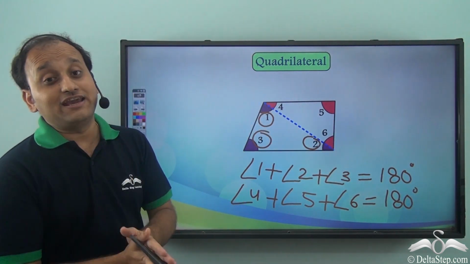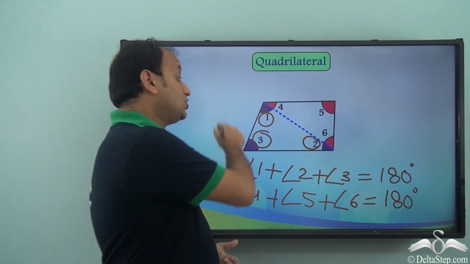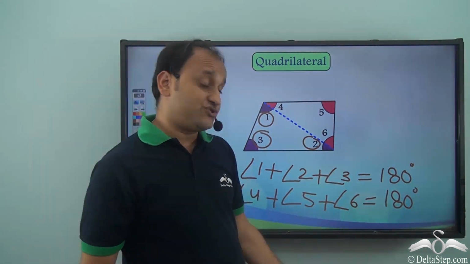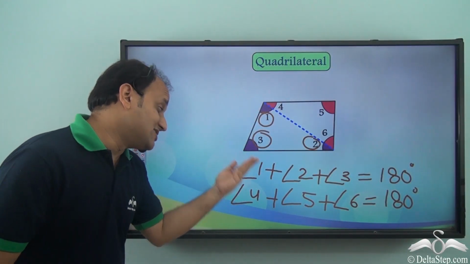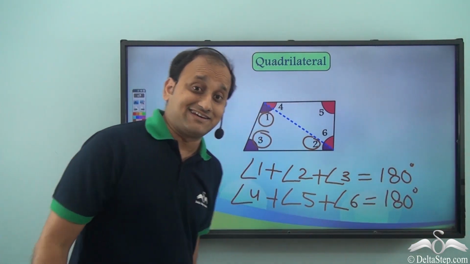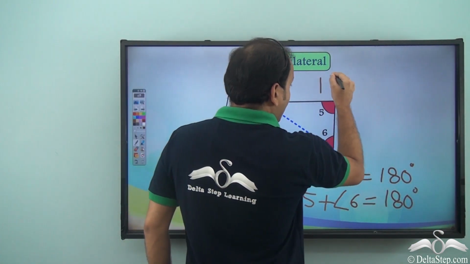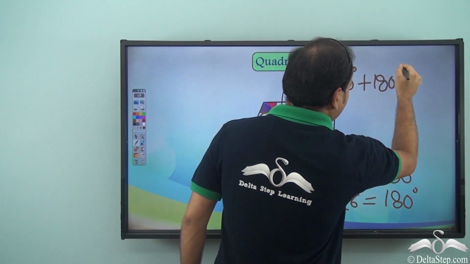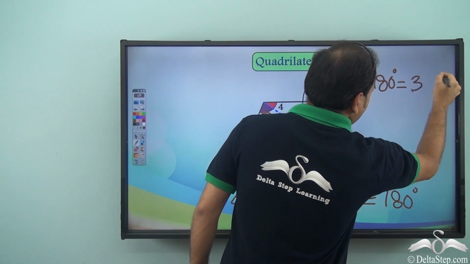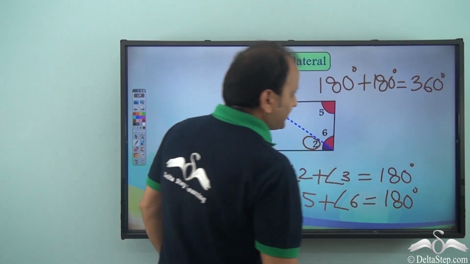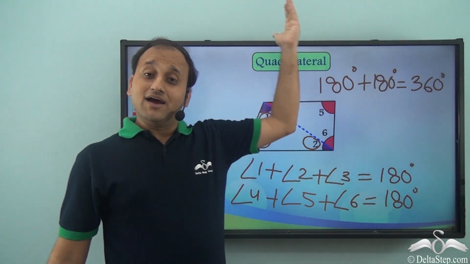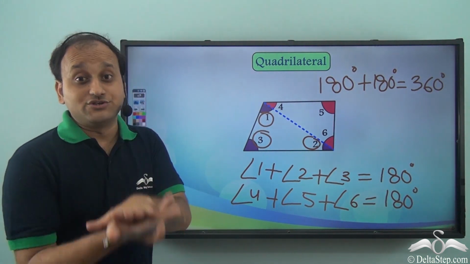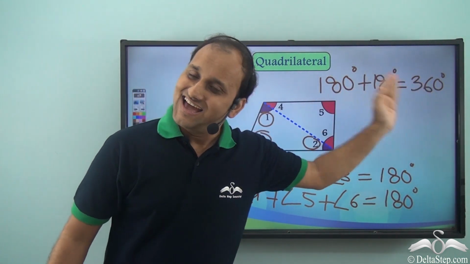And what do we get? We get the total sum of all the internal angles. Now, we know that angles 1, 2 and 3 give 180 degrees. Angles 4, 5 and 6 also give 180 degrees. So, their sum will be 180 degrees plus 180 degrees, which is 360 degrees. And that is our answer. So, the sum of internal angles of a quadrilateral is always 360 degrees.